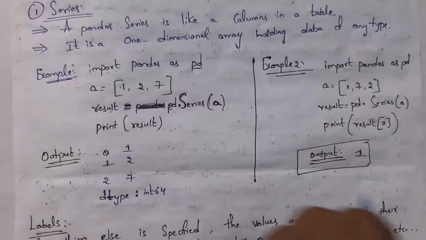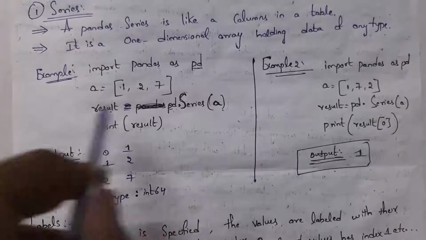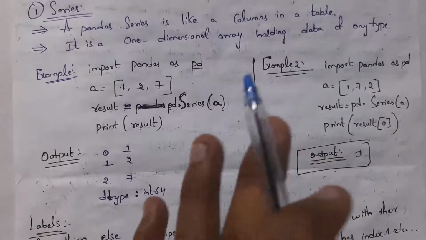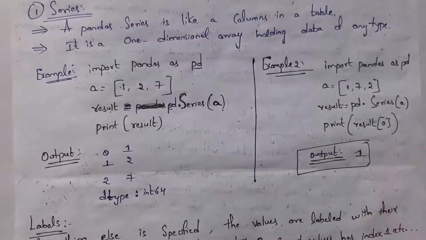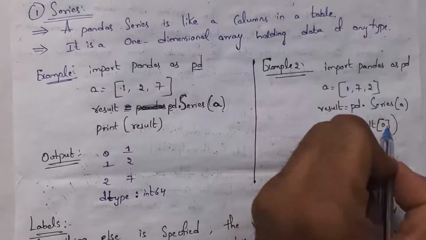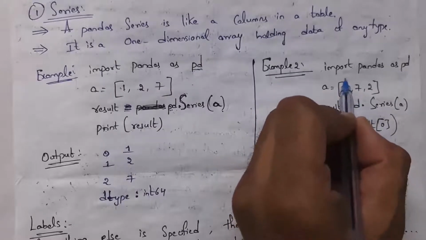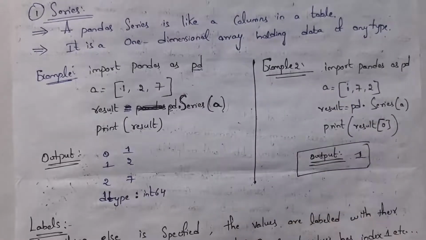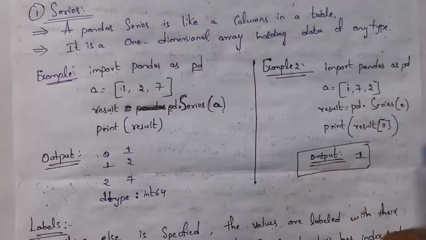This is one more example. Instead of printing complete result, I want to print only value which is present in index number 0. So write here print result of 0. As we know, index number 0 contains 1. So it will display output, that is 1. As I already said before, Pandas supports indexing. So you can also access elements by giving index number.